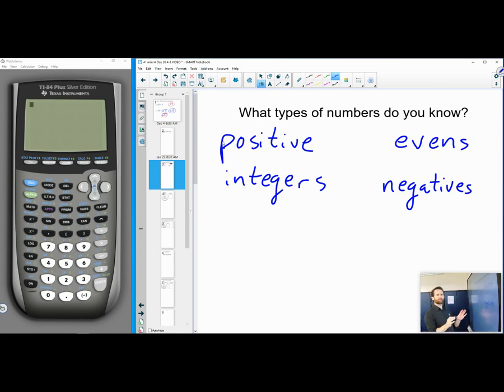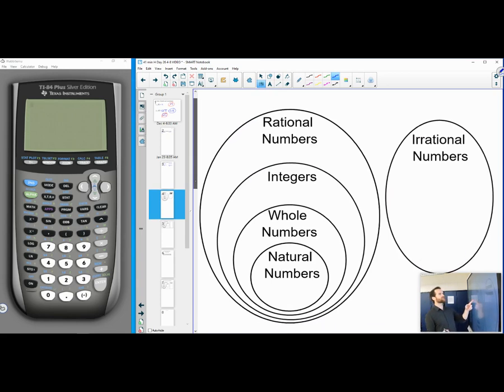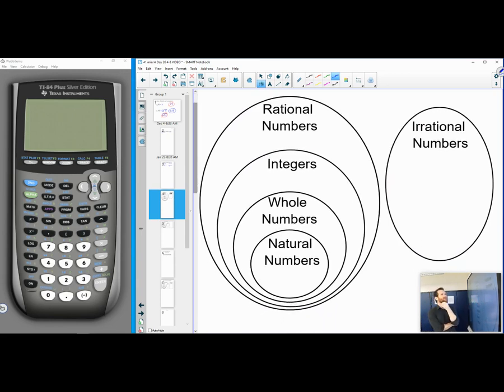But what I'm going to do is present sort of a Venn diagram of all the different categories of numbers that you should know, or at least every number you know at this point is represented somewhere on this map. Like natural numbers, the one that's inside the most circles right down here, those are like the first numbers you learn, like 1, 2, 3, and it keeps on going. The counting numbers, sometimes they're called.